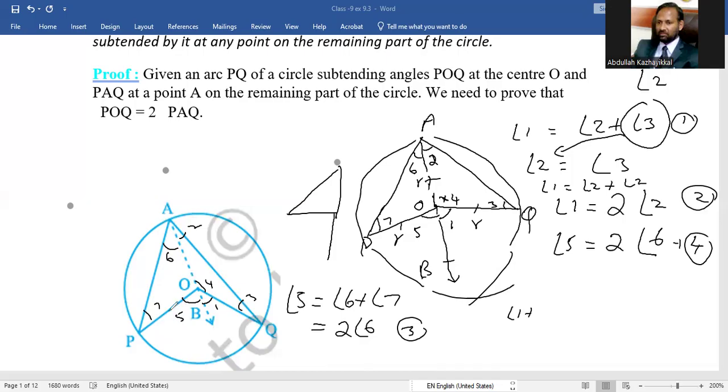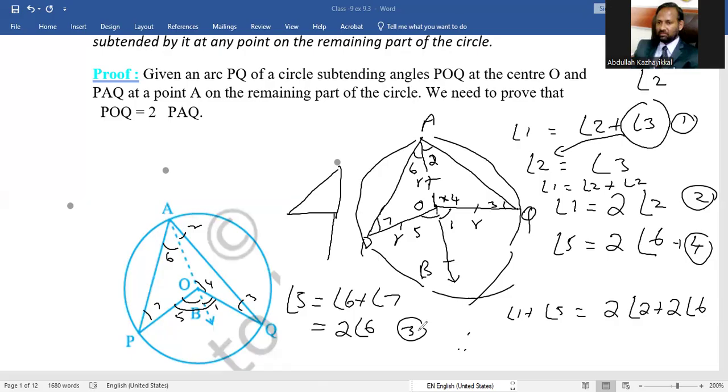Angle 5 plus angle 1, I need the central angle. This big angle, I am adding 5 plus 1, or angle 1 plus 5. Angle 1 plus angle 5 is equal to, here see, what is angle 1? 2 angle 2. Plus angle 5, which is 2 angle 6. I think it is clear. Now what is angle 1 plus 5? What do we need? That is POQ. We reached it. Therefore, angle POQ.